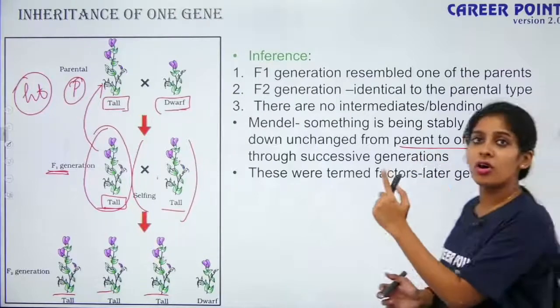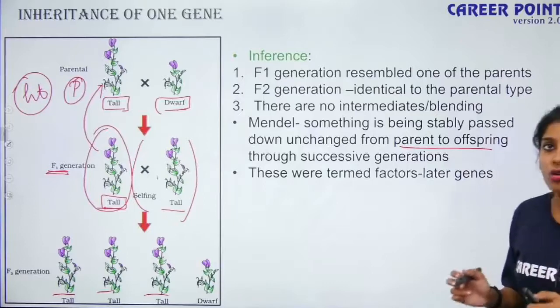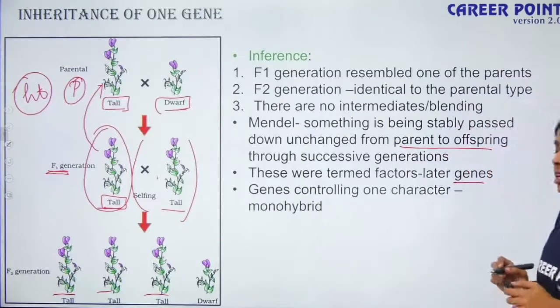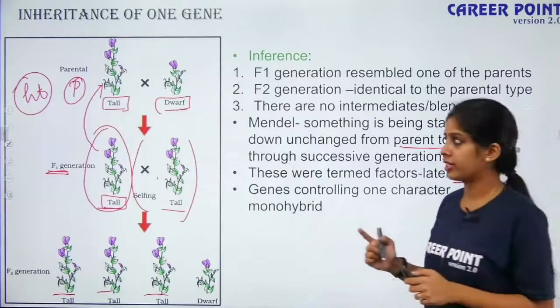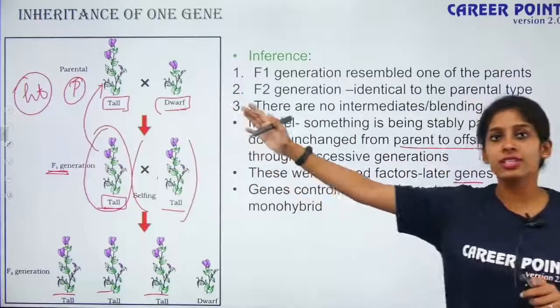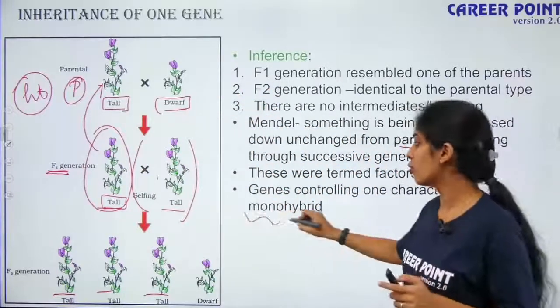So since you are talking only about one type of character here, these are called as monohybrids. So these factors were called as genes. Okay, so genes control only one character here, because here the only character that we're talking about is height. So your gene is controlling your height and hence you have only one character, so it is called a monohybrid.